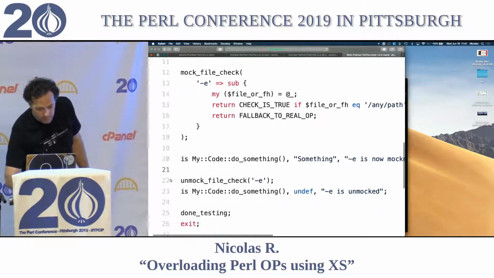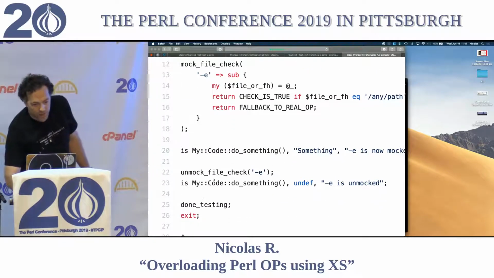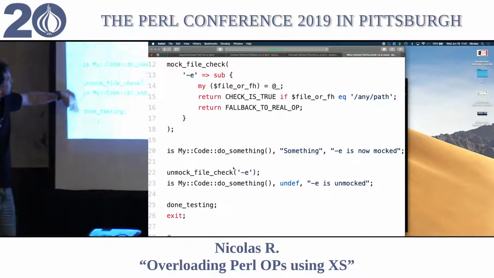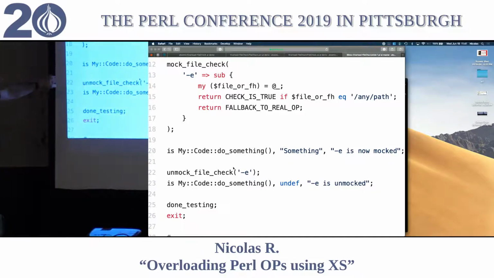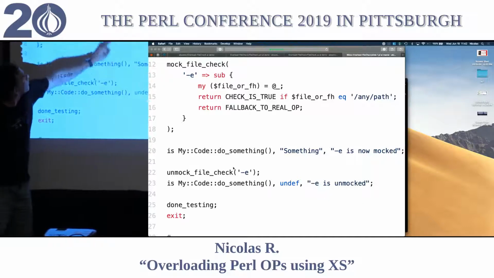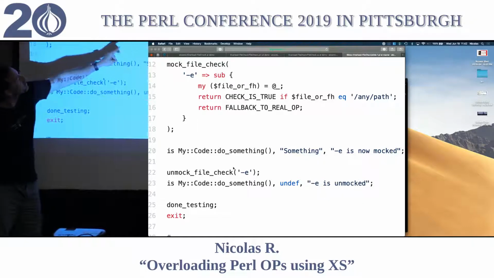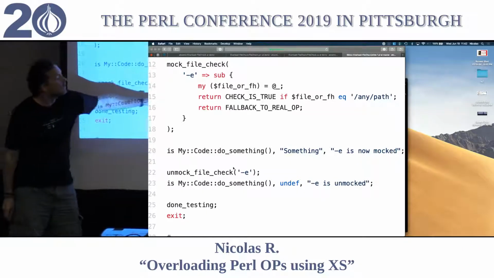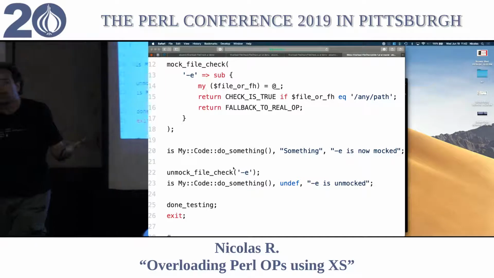So what you can check is, these tests are passing. I have pretty much no time to run them. But now if I do something, I get something, which means the file /any path exists where it doesn't exist on my system. And if I unmock the -e, now suddenly it doesn't exist anymore. So I trick Perl's -e.